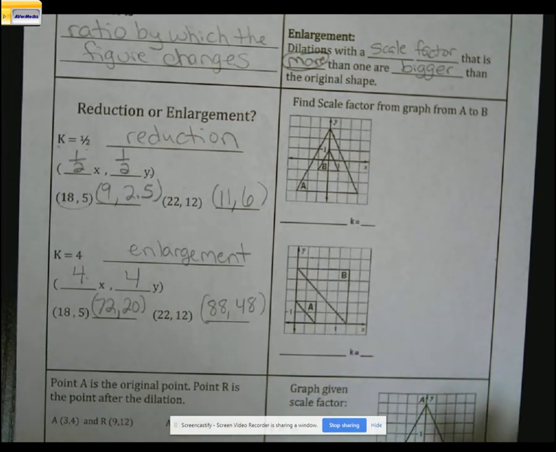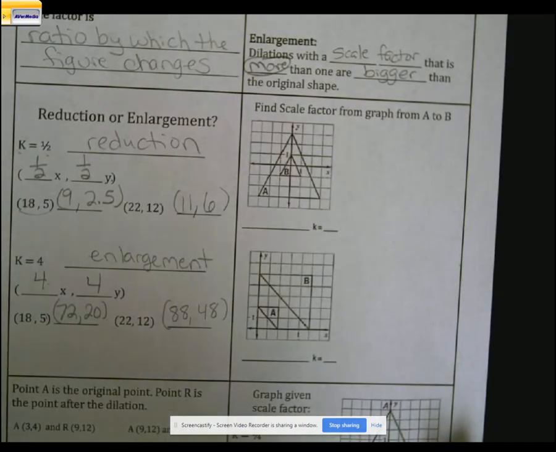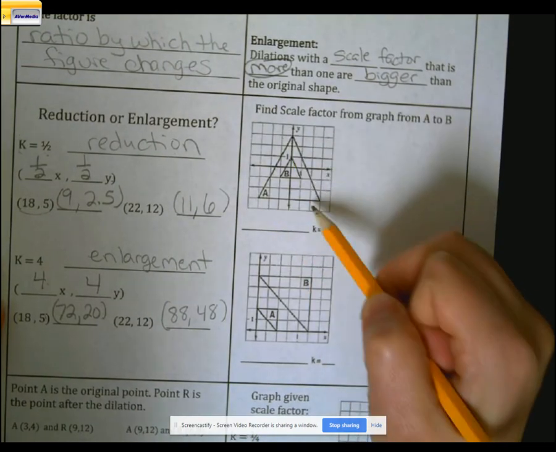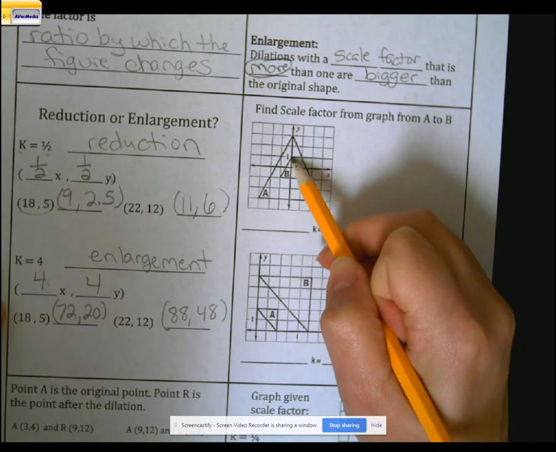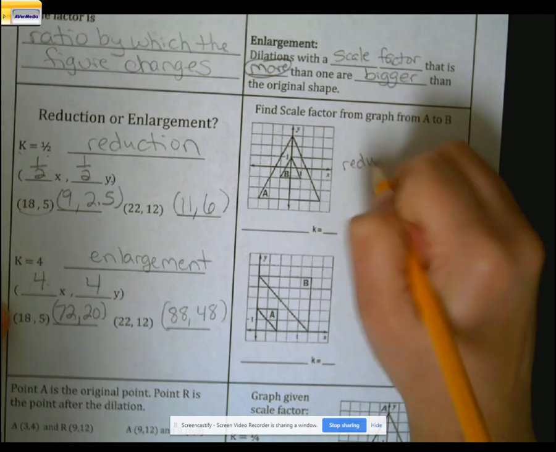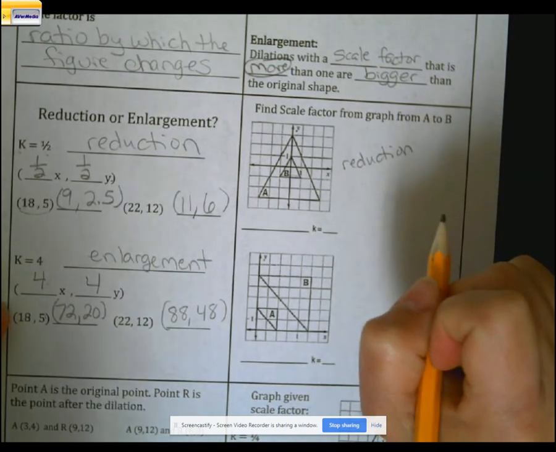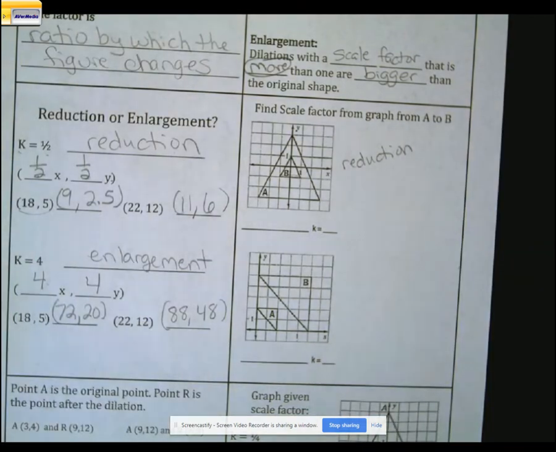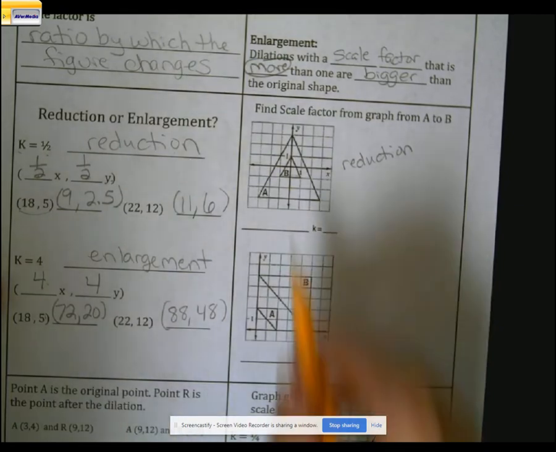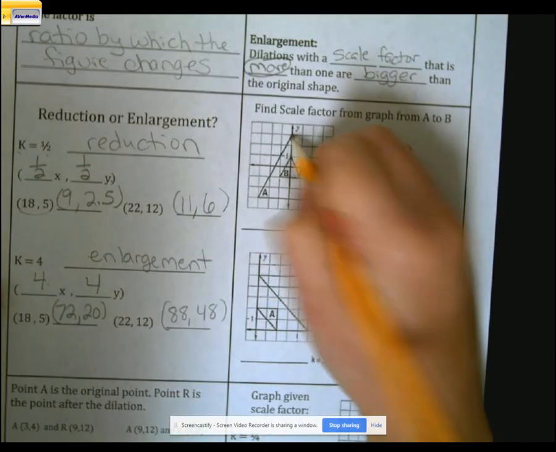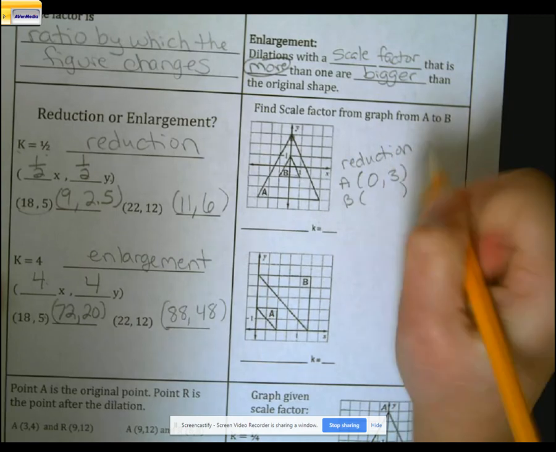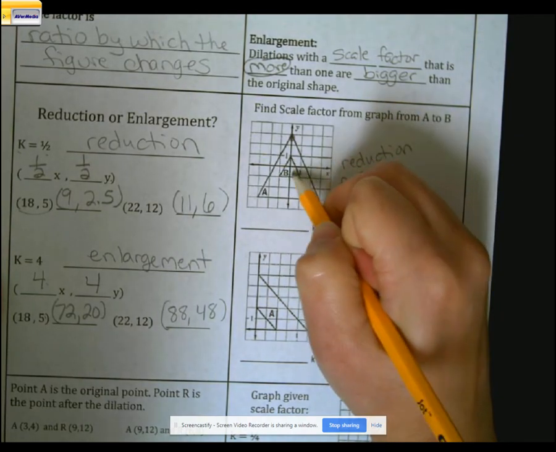Okay, let's come over here to this side. We're going to find the scale factor, see what's going on between triangle A and triangle B. Triangle A is my original shape. Triangle B is this smaller one here. So I already know it's going to be a reduction because it's getting smaller. To find scale factor, I find two ordered pairs, one from A and one from B, that are easy to work with. For A, I'm looking at this point at 0, 3. For the second triangle, little b, I have 0, 1.